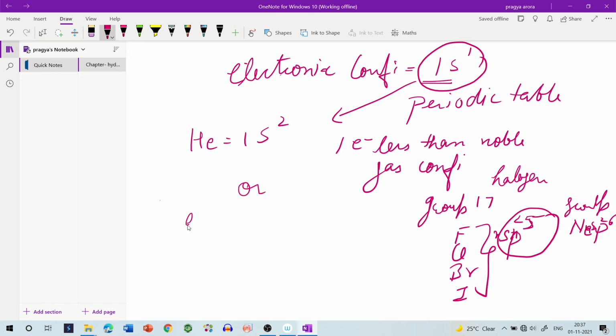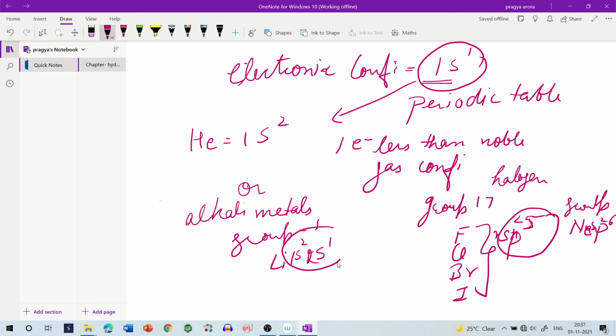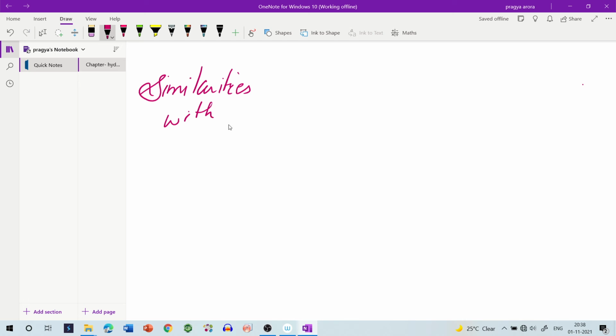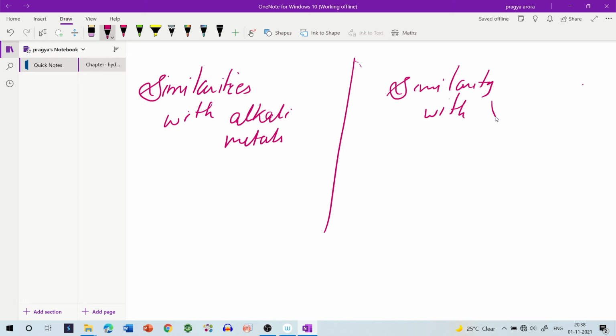or if we consider alkali metals, that is group 1, that is lithium, which has the electronic configuration 1s2 2s1, it has one electron in its s orbital. So we can say that it could be placed either with the alkali metals or in group 17. So now we look for the similarities with alkali metals and the similarities with halogens.